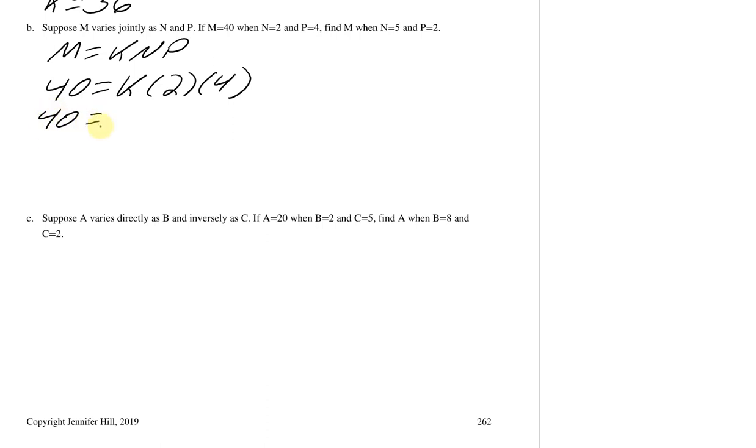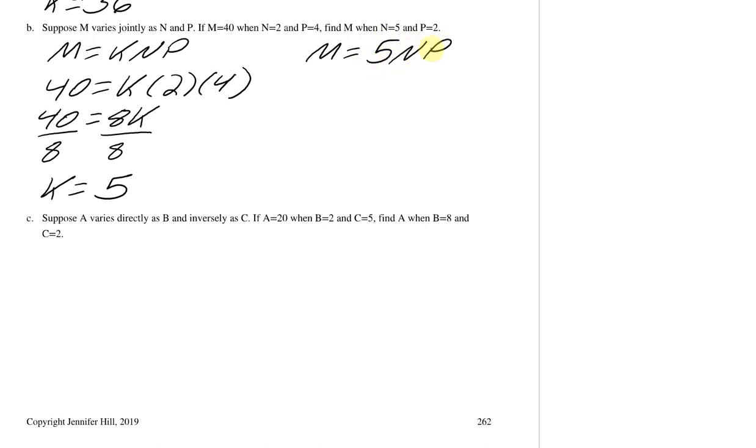So probably it would be in my best interest to multiply 2 by 4. So this side actually simplifies to 8k. And now I can solve for this a little more clearly. So I get that k equals 5. So now I can restate this equation to be 5np, and now it says find m when n equals 5 and p equals 2. So this is m equals 5 times 5 times 2, and if I multiply those all together, I will get that m equals 50. So 5 times 5 is 25, times 2 is 50.